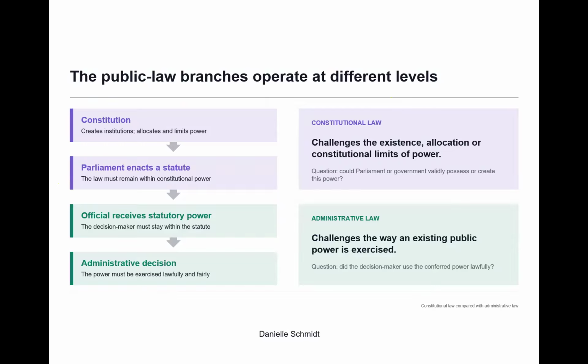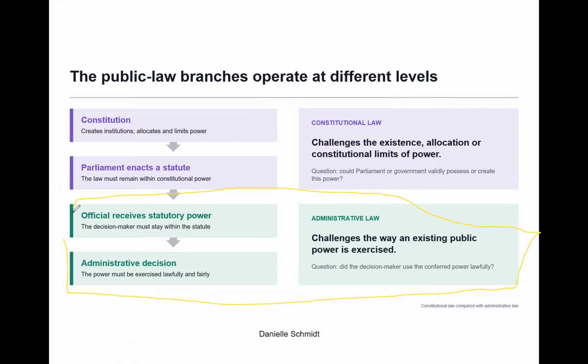Now, the public law branches operate at different levels. So we have the Constitution, which creates institutions, allocates, and limits power. Then I want you to take a step down, and we're going into Parliament, which enacts a statute, and the law must remain within that constitutional power. Then we head into administrative law, and this is where the official receives the statutory power, and the decision maker must stay within the power of the statute. And then we have the administrative decision, where the power must be exercised lawfully and carefully.